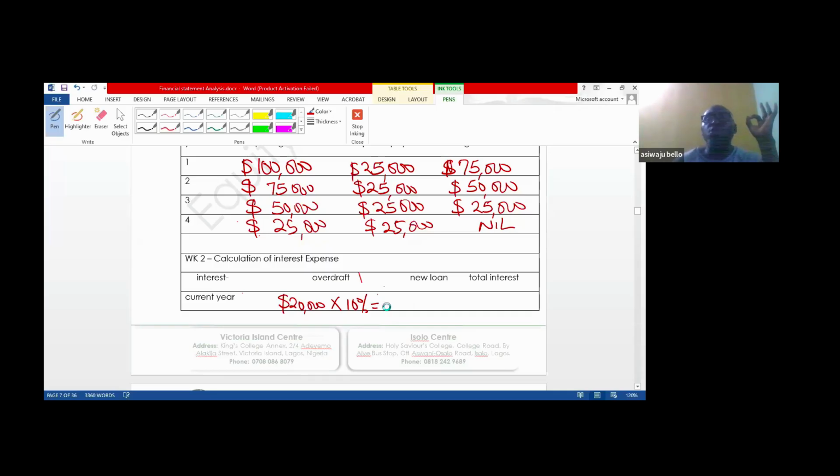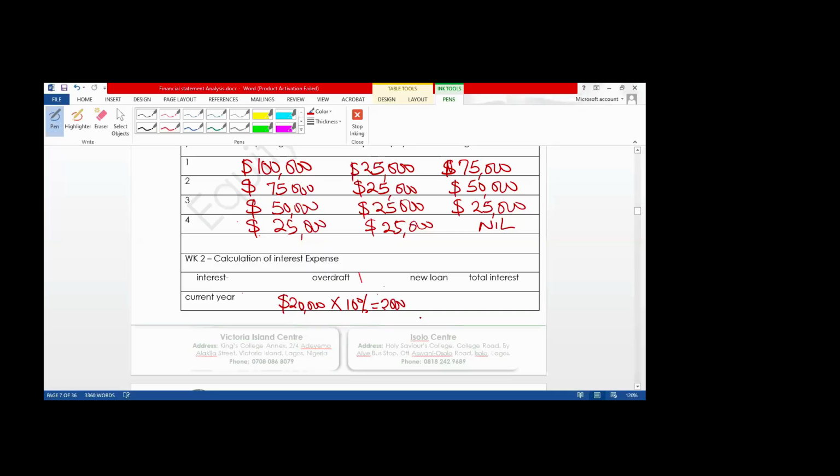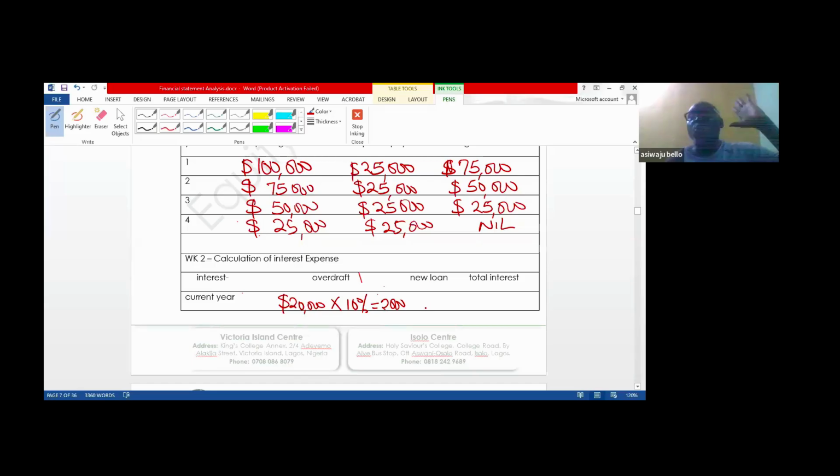That will give us $2,000. Interest on new loan: in the current year, we have not taken a new loan. No interest here. That means in the current year, our total interest is $2,000. We are going to obtain the loan in year 1. We now move to year 1.